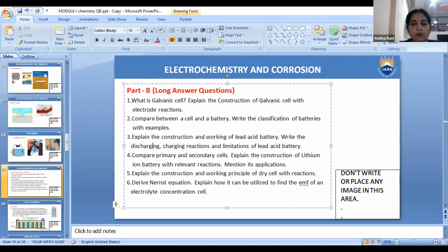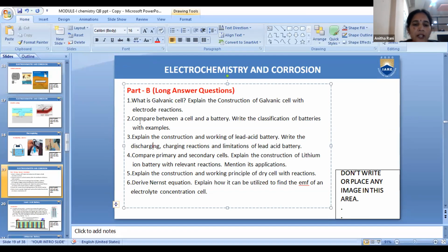So you write construction. They asked construction. And after construction, you have to explain the electrode reactions, that is anode and cathode, oxidation and reduction reactions. You have to write the reactions. Then after reactions, you write what is EMF. So already I told you in galvanic cell 5 points. First is construction. Second is working of galvanic cell, that is electrode reactions. Third is function of salt bridge. You write one line: it maintains the electrical neutrality in both the solutions. Then fourth is representation. Fifth is what is EMF.